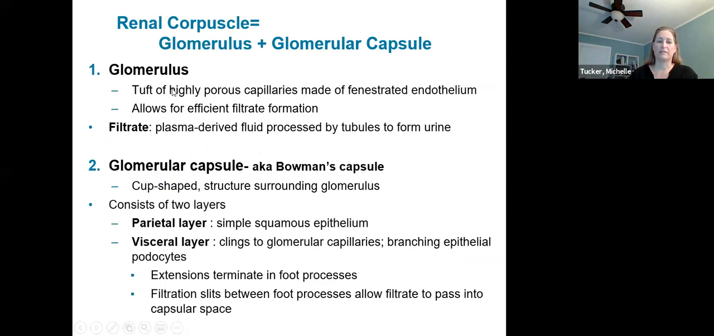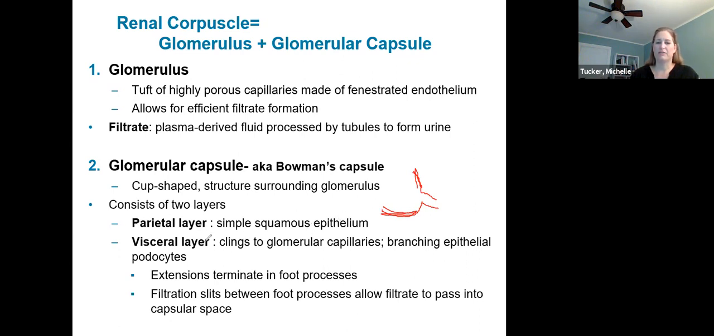So the renal corpuscle is the glomerulus, which are these capillaries that are fed into by the afferent arteriole, then it exits out of the efferent arteriole. The filtrate is captured by this glomerular capsule. The glomerular capsule has two layers. So it has a more structural layer, this part, before it goes into the proximal convoluted tubule. This is the parietal layer here, and it's made up of simple squamous epithelium.